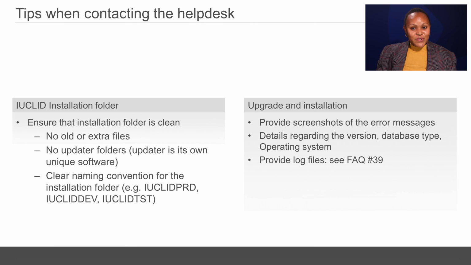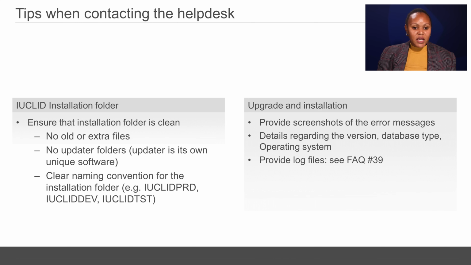So now I'll give you some tips when contacting the ECHA Help Desk. First of all, I'd like you to pay attention to your installation folder. Please ensure that you have no old or extra files in your installation folder. It needs to be as clean as possible. You should not have any app data folders. Remember, the app data is its own unique software, and this should be installed in its own unique folder. Do not install it in the main Euclid installation folder.